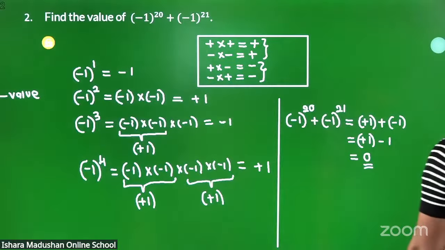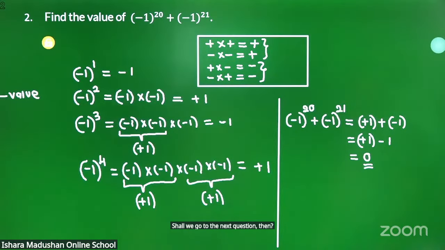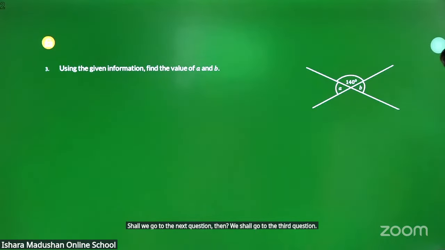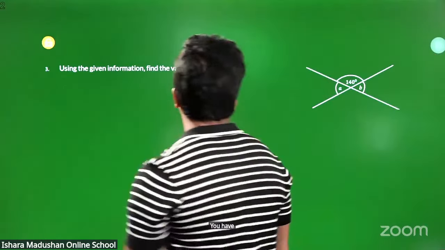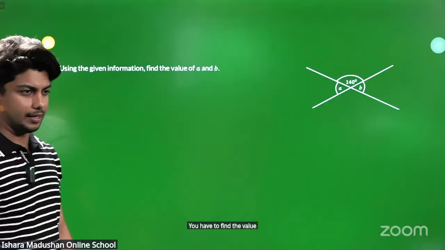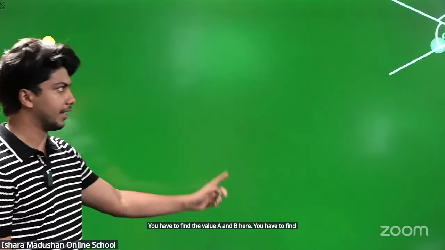Shall we go to the next question then? We shall go to the third question. You have to find the value A and B here.